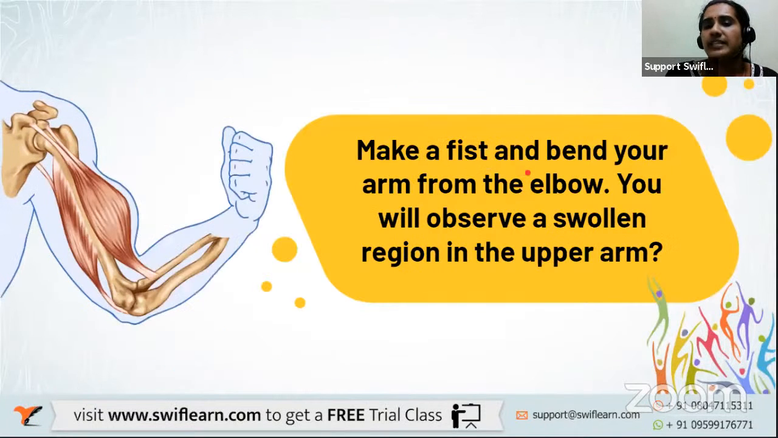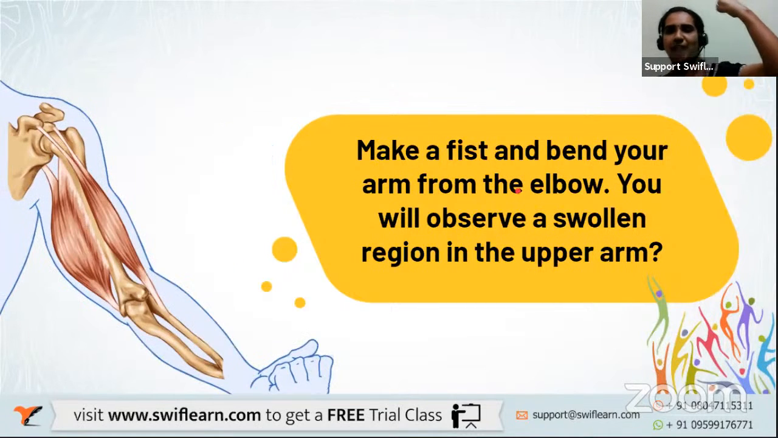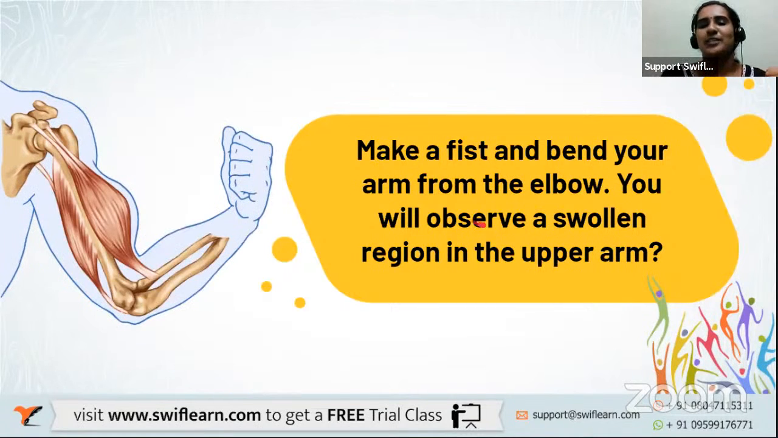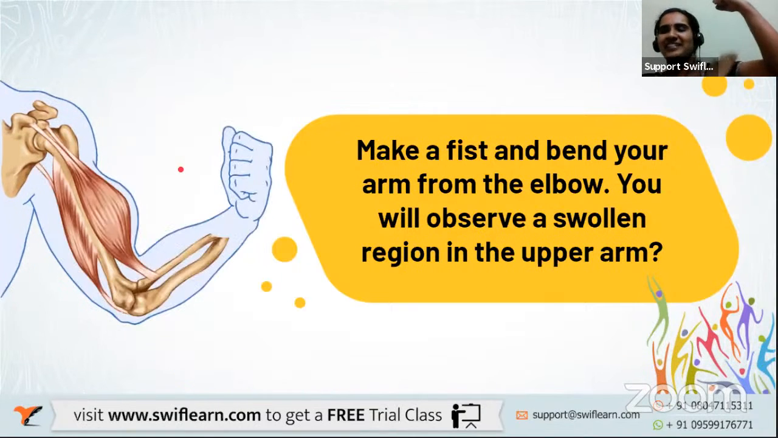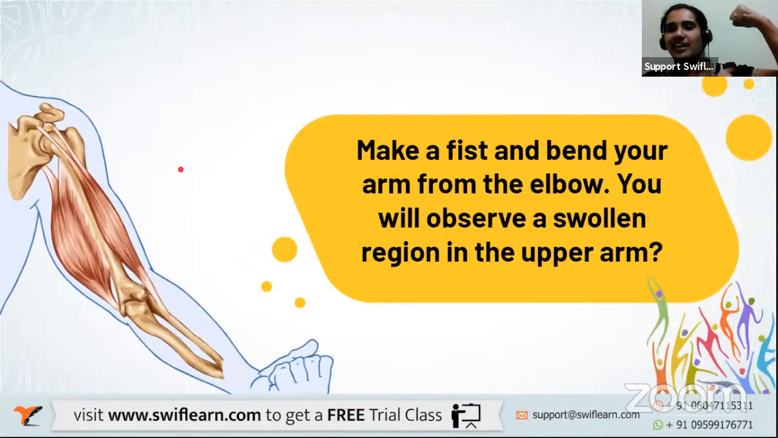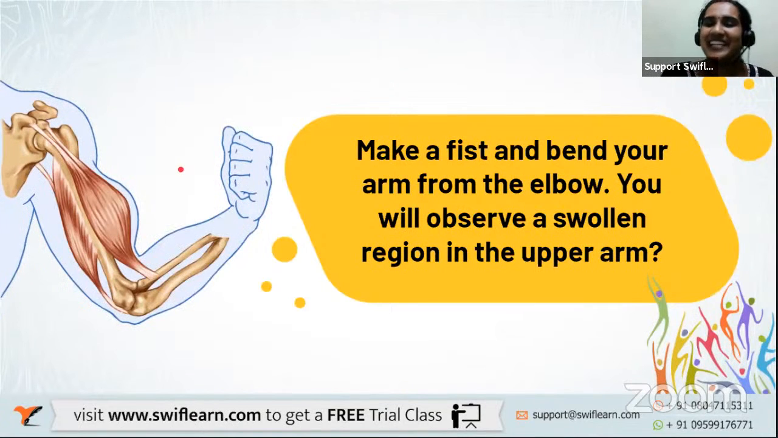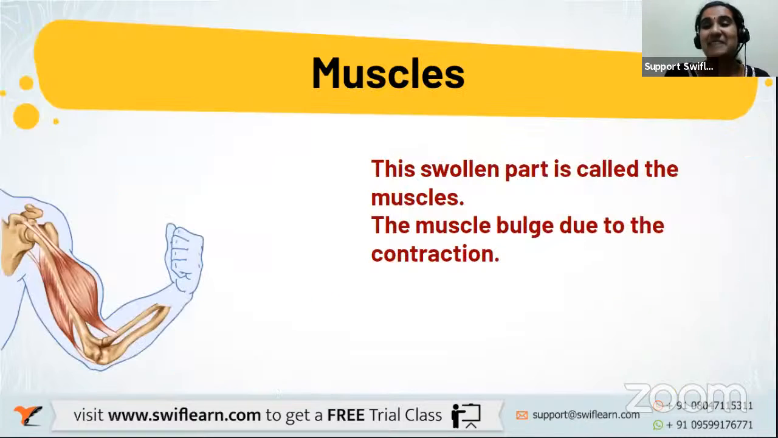Now, make a fist and bend your arm from the elbow. When you bend your arm from the elbow, you will observe a swollen region in the upper arm. You can see here something swollen. What is that? Yes, muscle. So that is about the muscle.